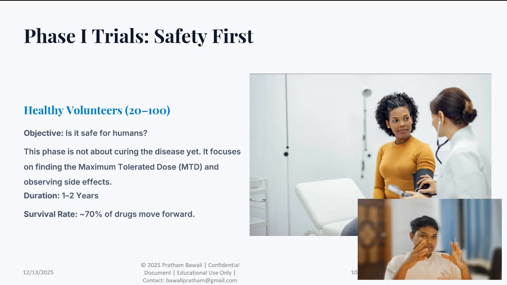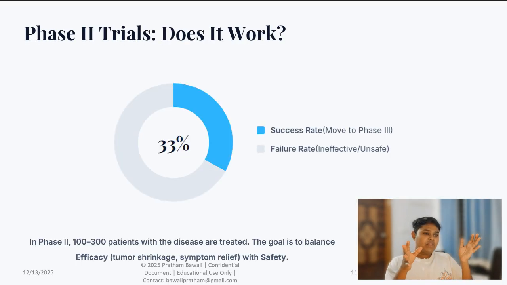It focuses on finding the maximum tolerated dose, which is called MTD, and observing side effects. The duration of this clinical phase is like 1 to 2 years, and then the survival rate of the drug. Survival here, we are talking about the drug, not about any patients or any disease. We are talking only about the drug, and the survival rate for this stage is 70%, which takes the drug forward. Then phase 2.